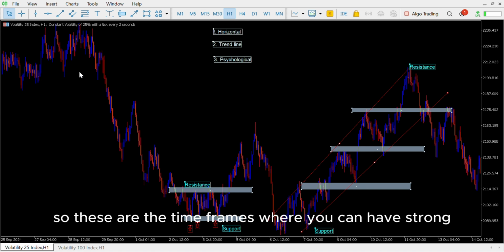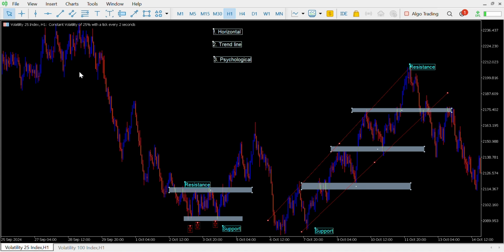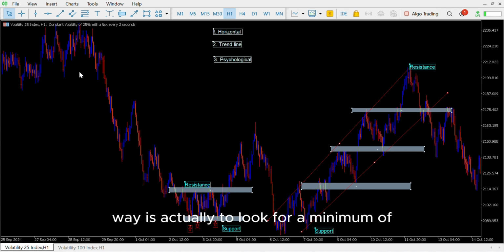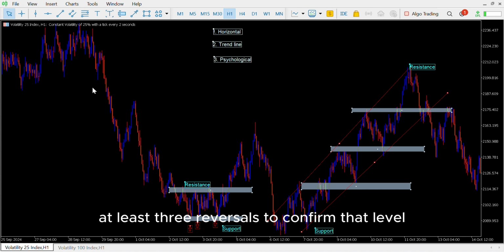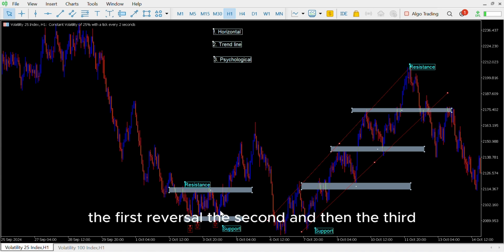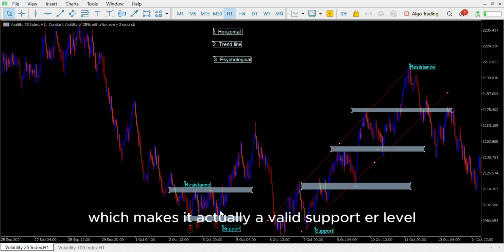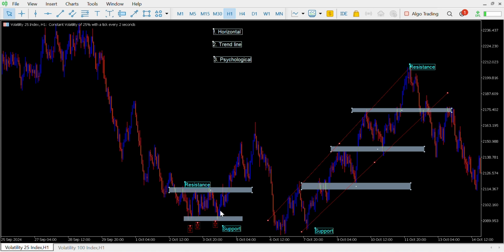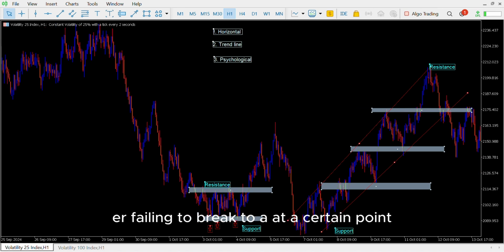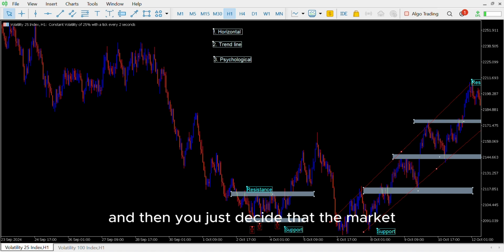These are the time frames where you can have strong support and resistance levels. The third way is to look for a minimum of at least 3 reversals to confirm that level. So for example, at this one, the first reversal, the second, and then the third, which makes it a valid support level. In other words, you don't just see 2 lines failing to break at a certain point and then decide that the market has formed a support or a resistance level.